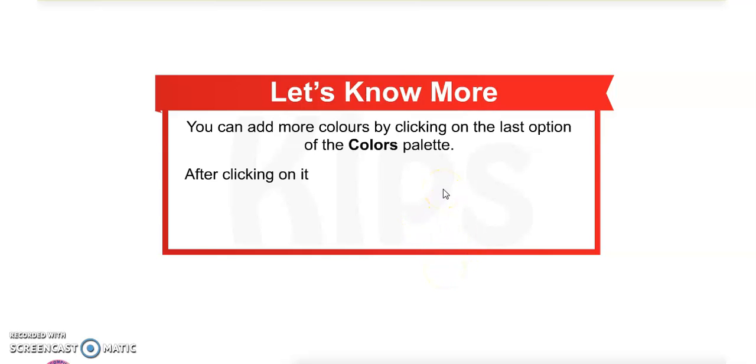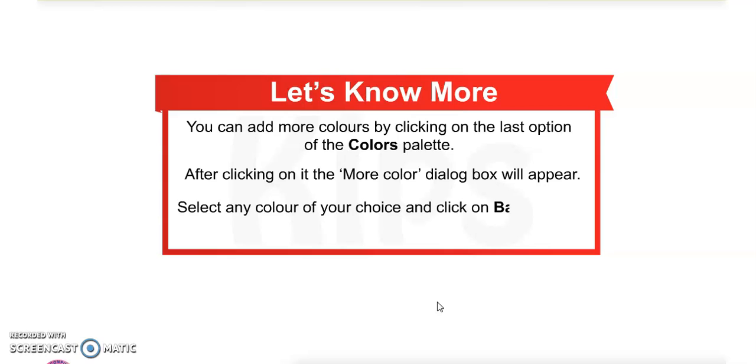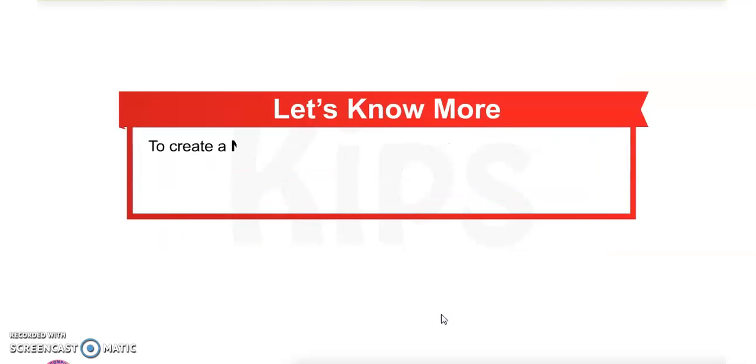Now there is one, let's know more. You can add more colors by clicking on the last option, the colors palette. After clicking on it, the more color dialog box will appear. First select any color of your choice and click on back button to go back to the main screen and use the selected color. There is one another, let's know, to create a new file in the paint, you select the new tool and choose any background, then click on open button present at the bottom of left side of the canvas.